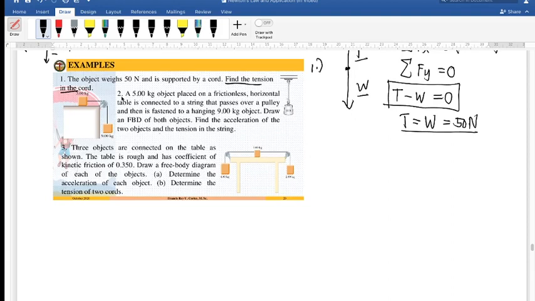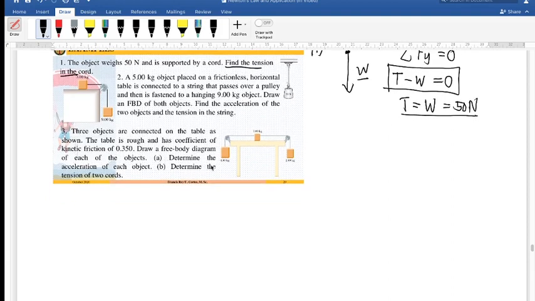How about number 2? Okay, so number 2, a 5 kilogram object placed on a frictionless horizontal table is connected to a string that passes over a pulley and then is fastened to a hanging 9 kilogram object. So our pulley is assuming nga wala siya friction, meaning frictionless pulley natin. Okay? So draw an FBD of both objects and find the acceleration of the two objects and the tension in the string.